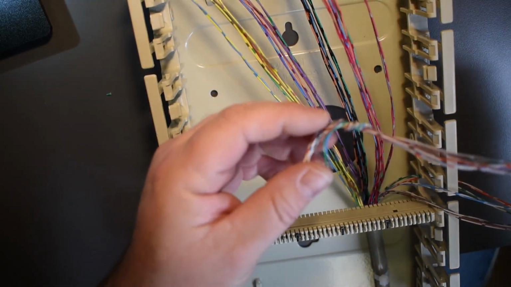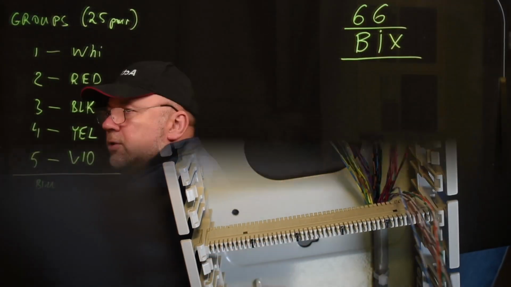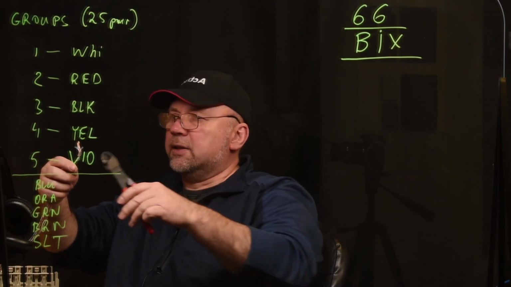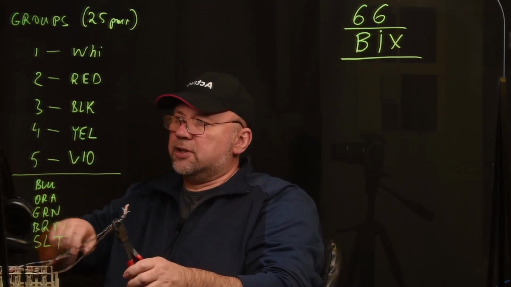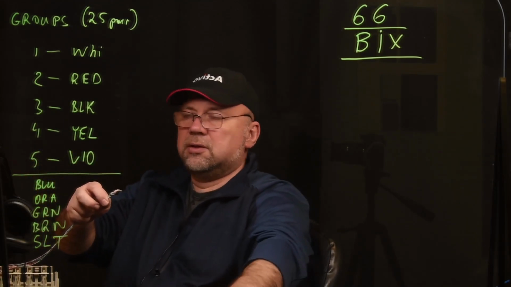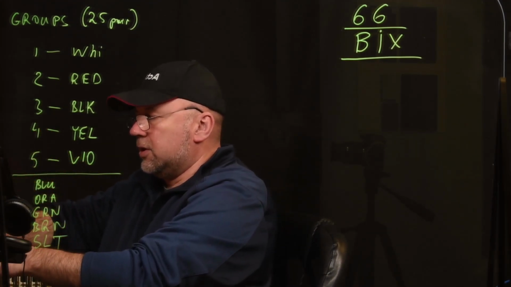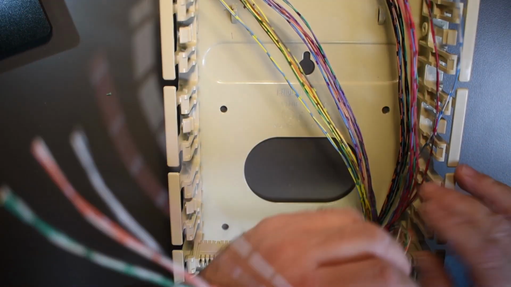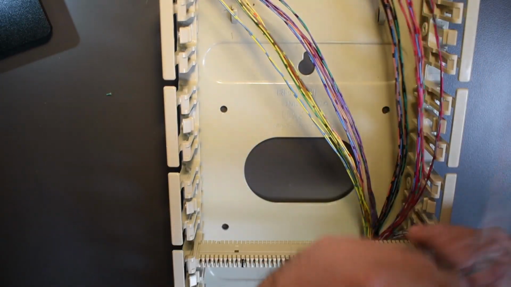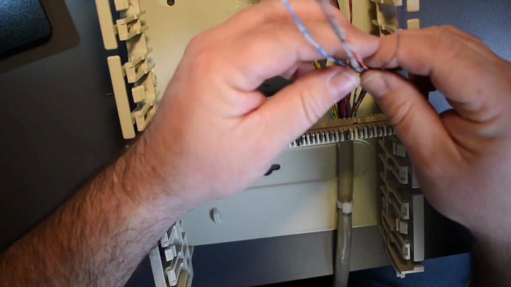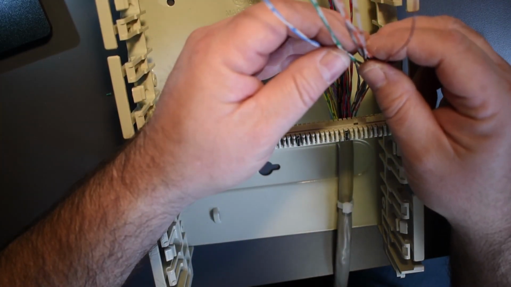Okay, so here's our first pair. Once we grab the first pair, we're just going to cut off that knot that we just did, just at the tip. Okay. So now we are ready to terminate the first group. Now, remember: blue, orange, green, brown, slate.